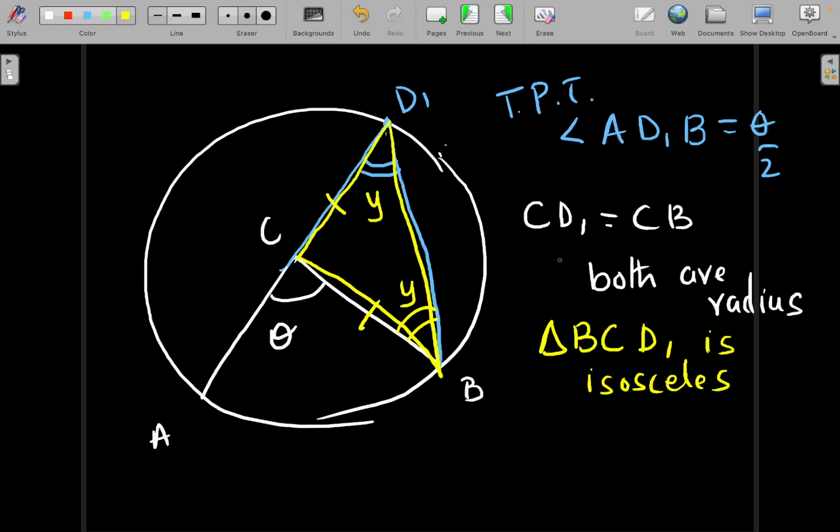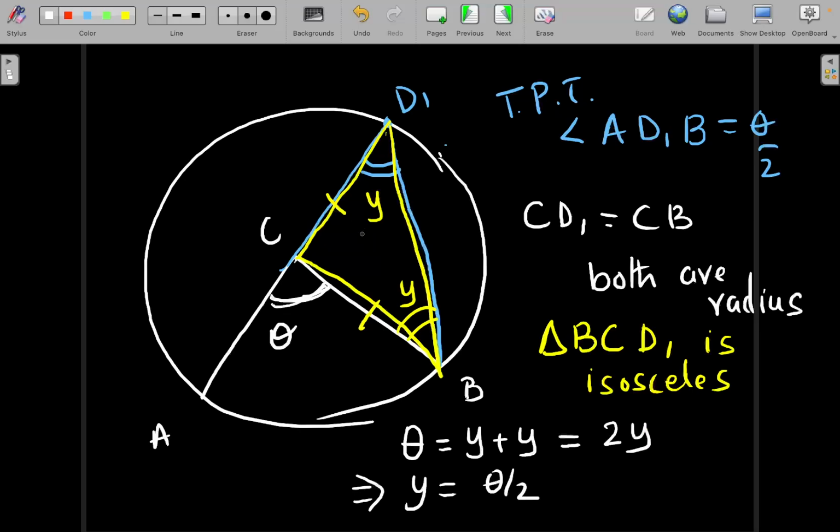So the base angles of this isosceles triangle are equal, and now notice that this angle theta is an external angle. So theta is equal to y plus y, because it's an external angle to the triangle. This is a famous simple external angle theorem, and that would mean that this is equal to 2y, and this immediately gives us that y is equal to theta by 2, and we're done with this proof. So it was very nice, very simple.